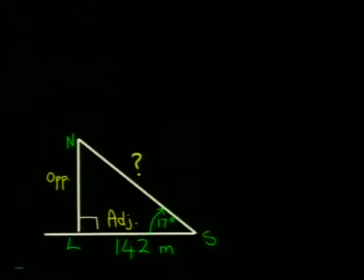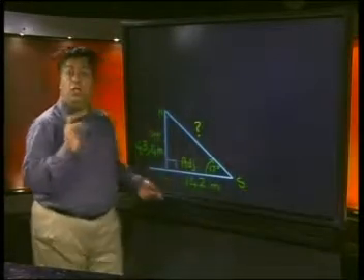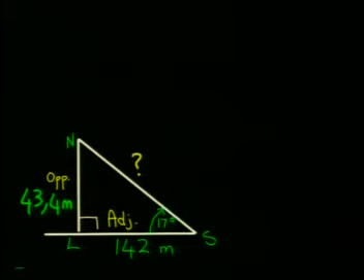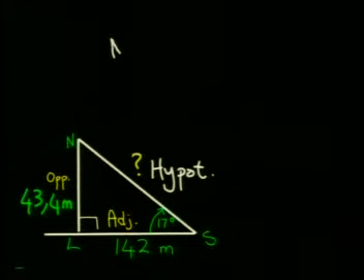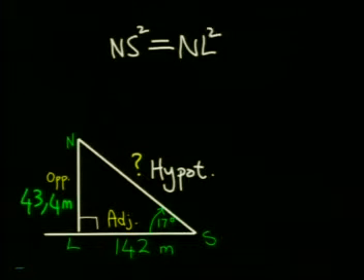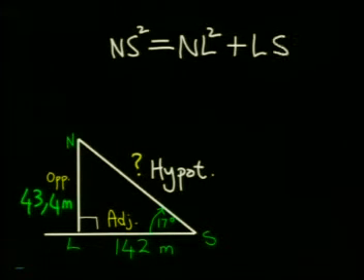Because triangle NLS is right-angled, you have two options. We know the lengths of two sides. So, you could use the theorem of Pythagoras. In this triangle, NS is the hypotenuse. So, NS squared will be equal to NL squared plus LS squared.